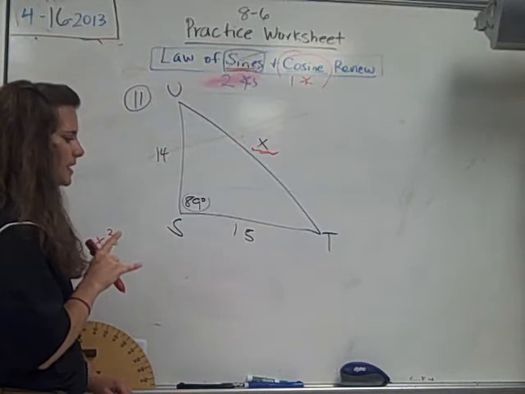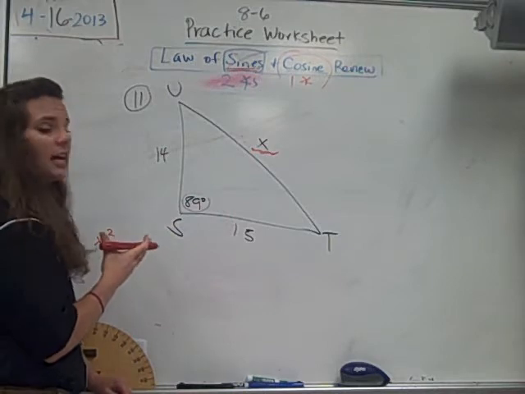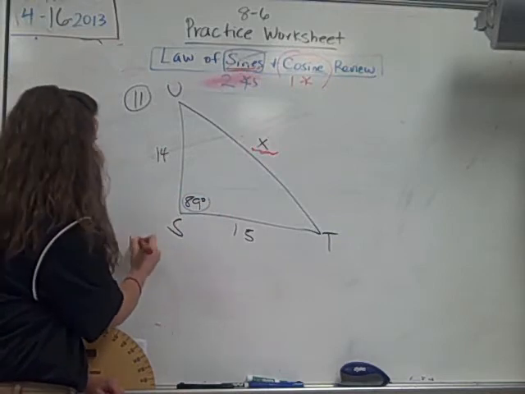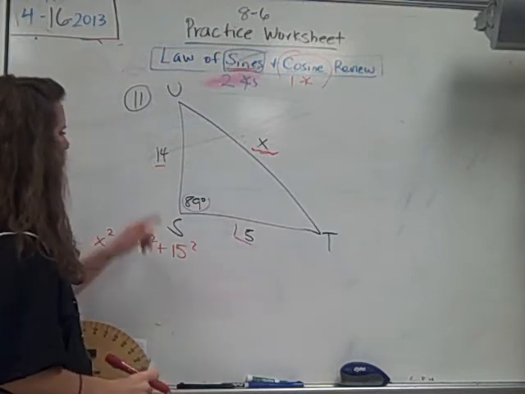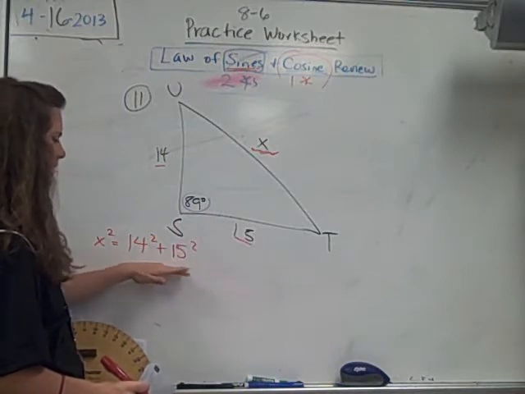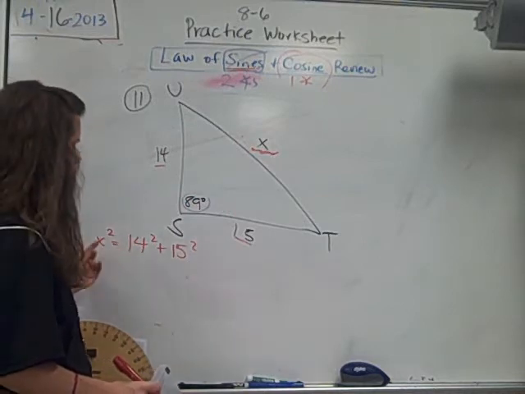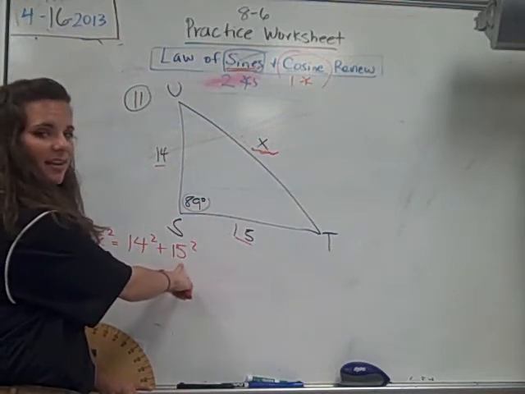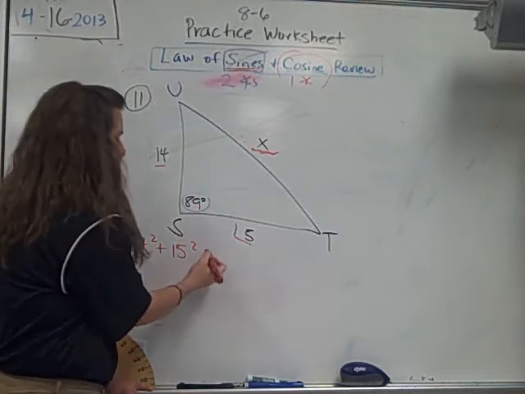First things first, we are going to set this up kind of like Pythagorean theorem. Now, it's not Pythagorean theorem for real because we don't have a 90-degree triangle. But this is going to be your first step in the setup. You're going to take your other two sides, 14 and 15, and you're going to square them and add them together. This is the first part of your law of cosine setup. Look at your page, make sure you've got that first. On this setup here, this looks like Pythagorean theorem. It does. We've got something squared equals 14 squared plus 15 squared. That's going to be your first part.